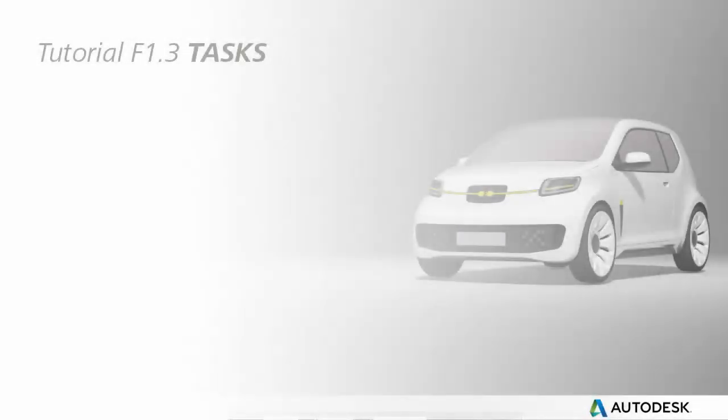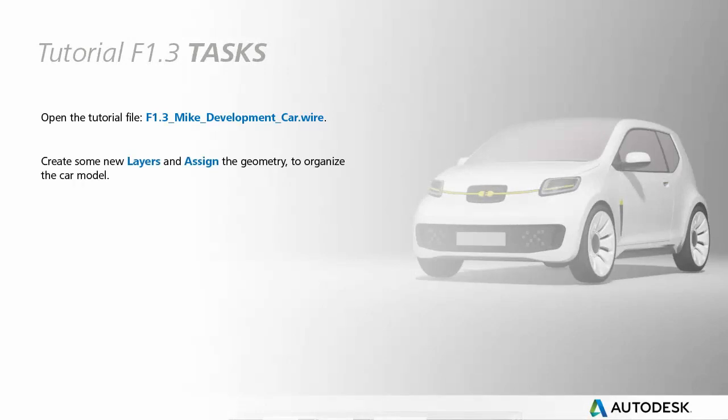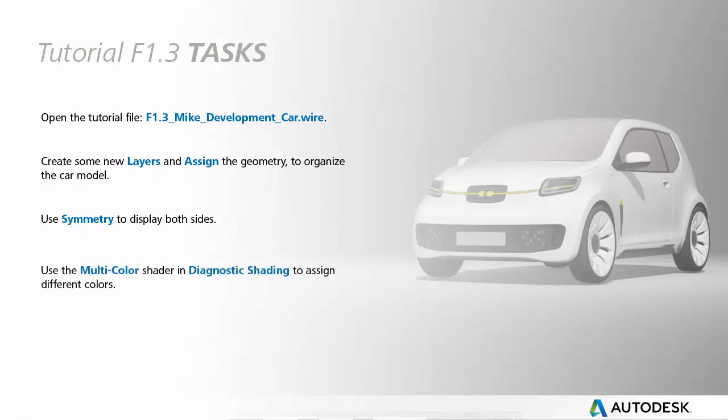So your task for this tutorial is to open up Mike's car design, create some layers and assign the geometry, use the symmetry to display both sides of the car, and then use the multicolour shader to give the car some colour. And don't forget to save the file at the end so that you can use it in later tutorials.